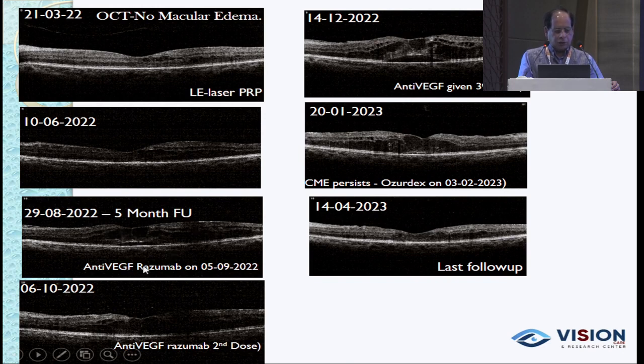We had given the anti-VEGF ranibizumab. She received 3 doses, but her cystic spaces were not improving. The CME was persisting, so we decided to go for Ozurdex because this eye was pseudophakic. So we planned Ozurdex, which was given in January 23. After 3 months, when she came for follow-up, her situation was improving.